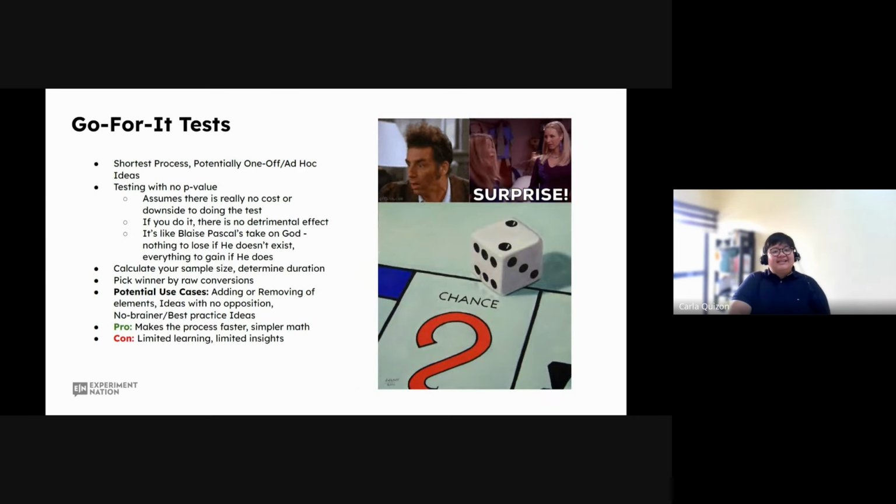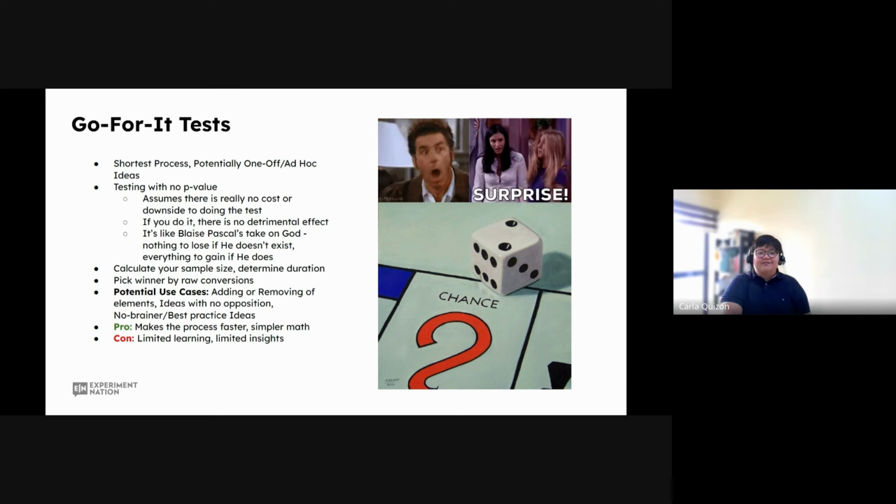A go for it test is testing without p-values. So we assume that the changes we want to do really have no downside and there will be no detrimental effect if it goes wrong. Spoiler alert! But not really.